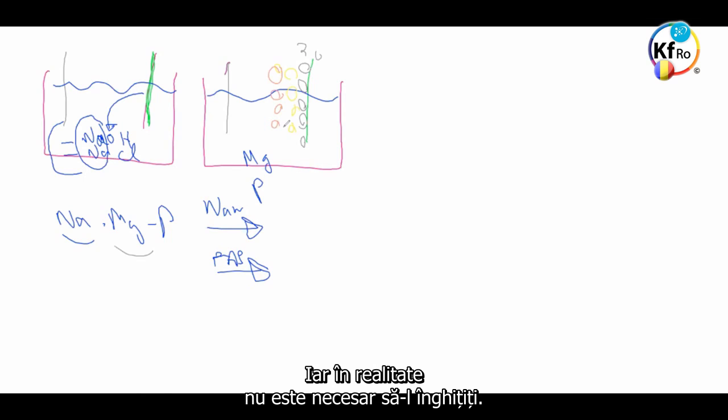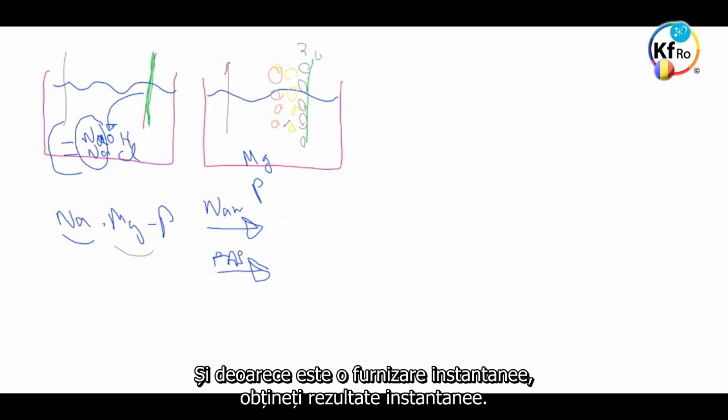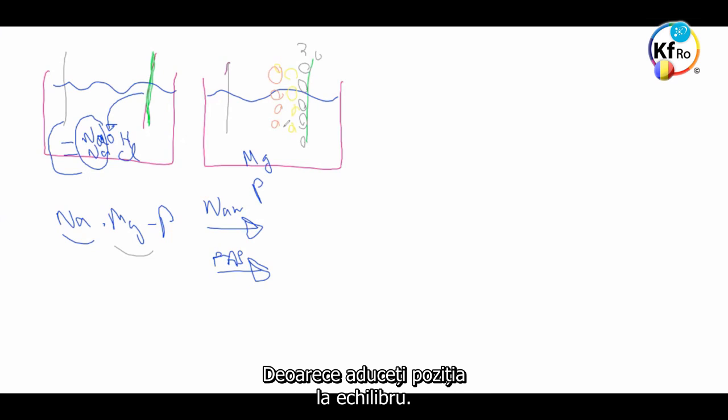And in reality, you don't need to digest it. You put it in a bowl as a dynamic core, or you put it on a coil and you deliver it. And because it's an instantaneous delivery, you get an instantaneous result, because you bring the position into balance.